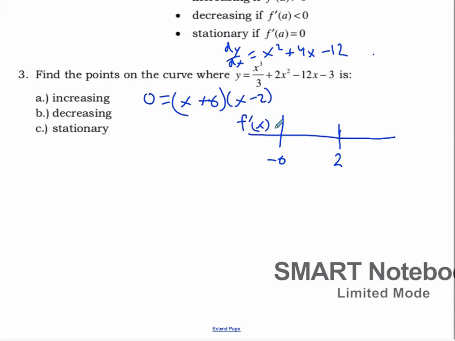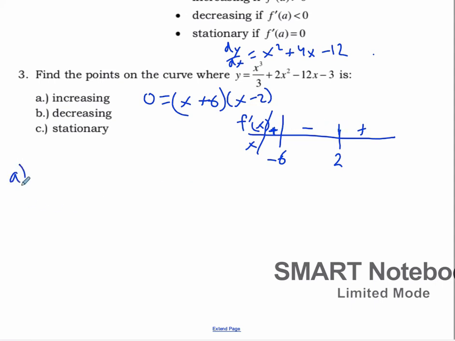Let's find the derivative when x is like 0, which is in between these two numbers. If I plug in 0 here, I'll get 6 times negative 2, so that's going to be negative. If I plug in a number bigger than 2, like 3, you're going to get a positive number. And I need a number smaller than negative 6, and that will give you a positive, because negative times negative is positive.